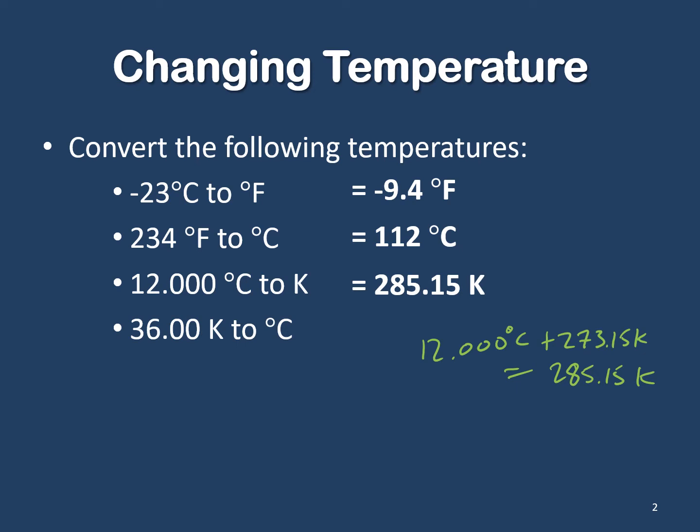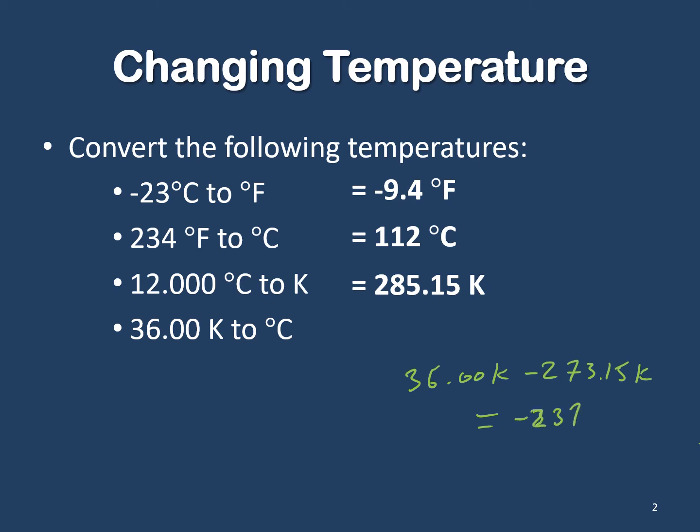Let's do one more, and then we'll call it for temperature scales. We have 36.00 Kelvin. We need to subtract 273.15 Kelvin to get Celsius. So this gives us negative 237.15 degrees Celsius. All right, so if you guys have any questions, as always, please contact me.